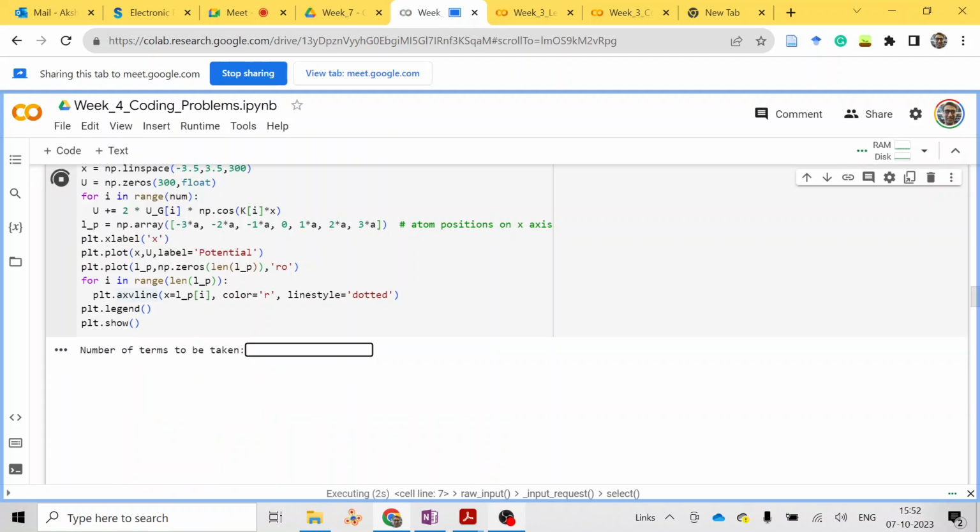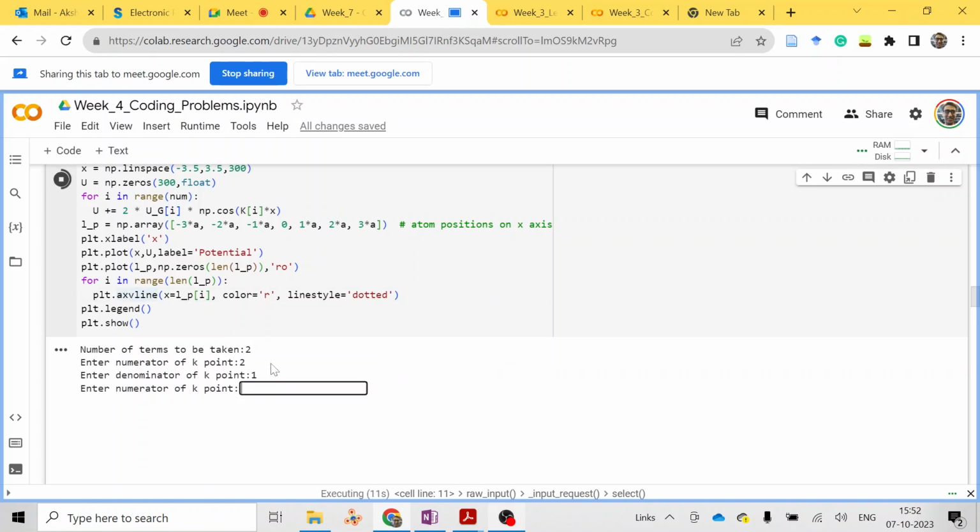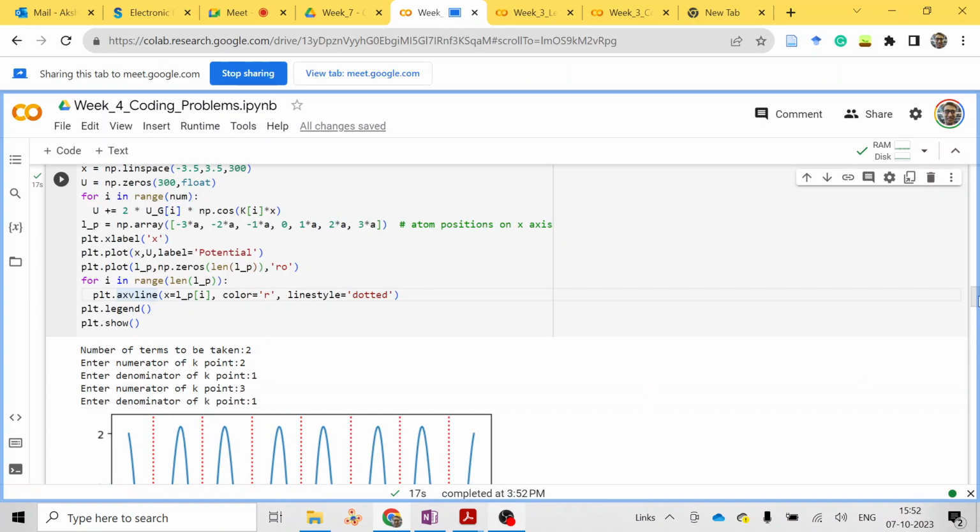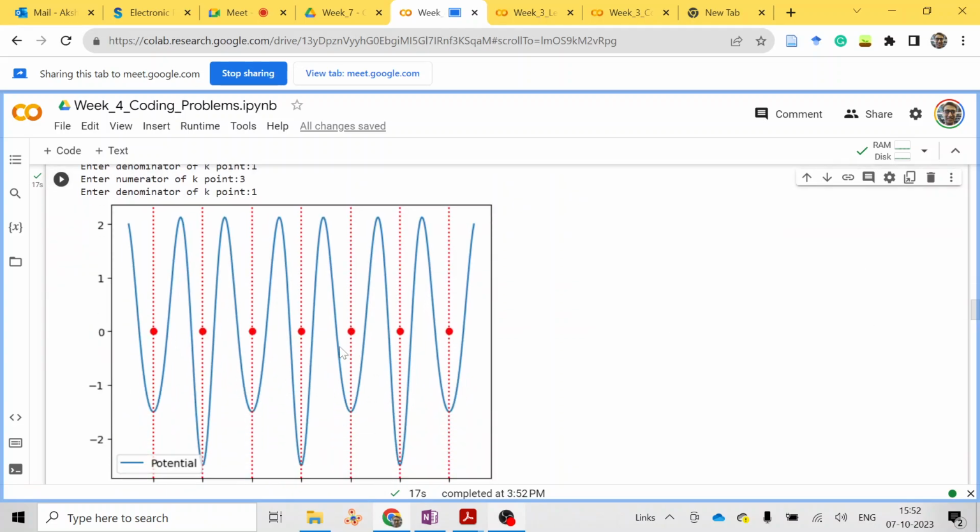Right, and for the last option, again we were given 2 k points. One is our same 2 pi by a, numerator is 2, denominator 1, and then 3 pi by a, numerator 3, denominator 1. Alright, and that doesn't give a good answer. It is negative for all of the atoms, but it is not periodic. It doesn't seem periodic, although there is some periodicity, but it is not the periodicity of our lattice. So D option is also wrong.